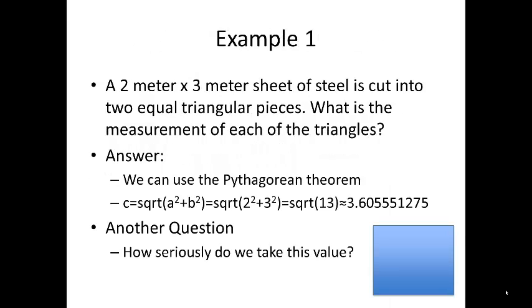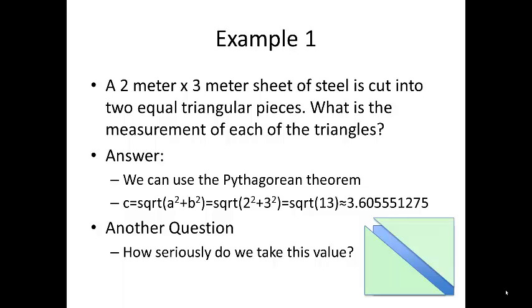Here we have a 2 meter by 3 meter sheet of steel that's cut into two equal triangular pieces. And you can see these in the green here. What is the measurement of each one of these triangles? Well, the short answer is we can use the Pythagorean theorem. In particular, c is equal to the square root of a squared plus b squared, which in this case is equal to the square root of 2 squared plus 3 squared. 4 plus 9 is 13, so we have the square root of 13.